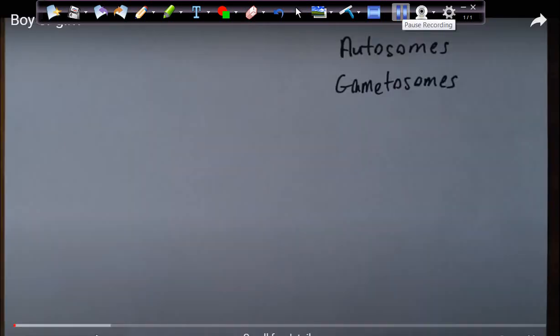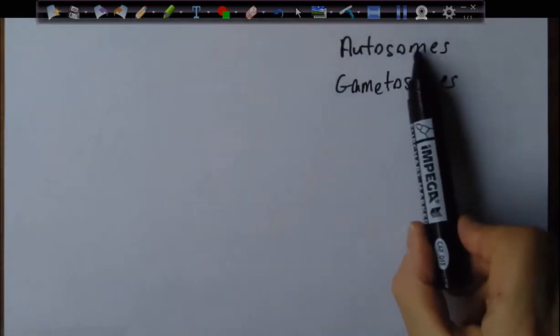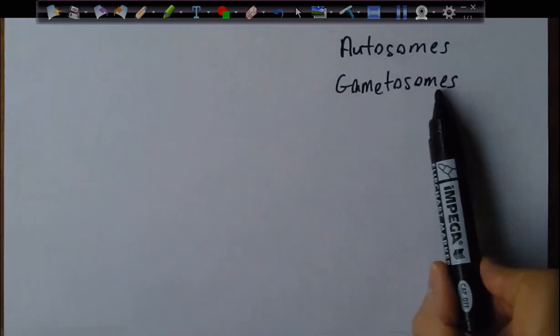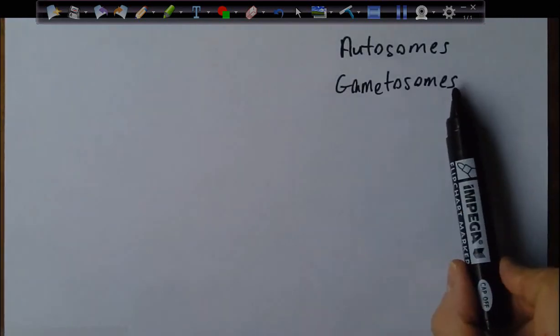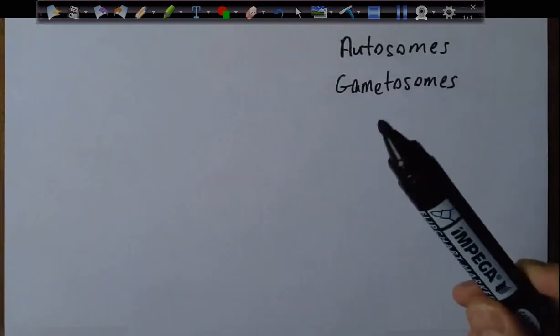Now I'm going to leave you with a video to show more about the possibilities. 50%, how can we get a boy, and how can we get the possibility of the other 50%, a girl. So what is it that determines the sex of a child? Well, we've got 2 sorts of chromosomes: autosomes and gametosomes. Now the gametosomes are the sex chromosomes.